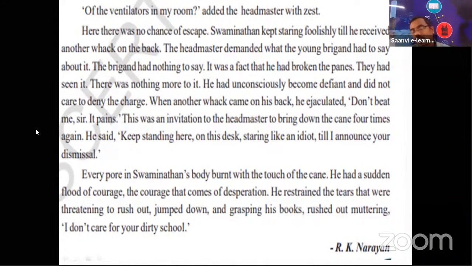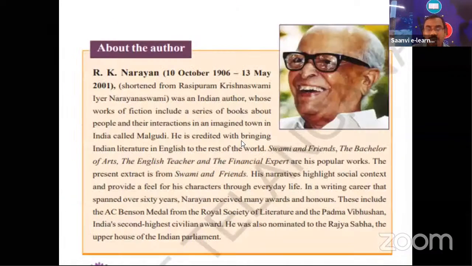So this is all about the lesson which was written by R.K. Narayan. We will learn something about the writer as well. About the author. R.K. Narayan, 10 October 1906 to 13 May 2001.